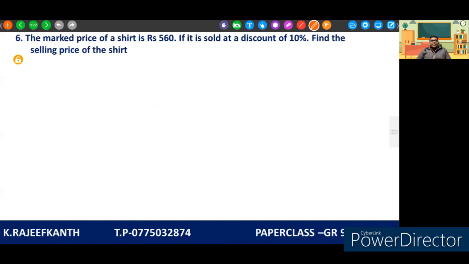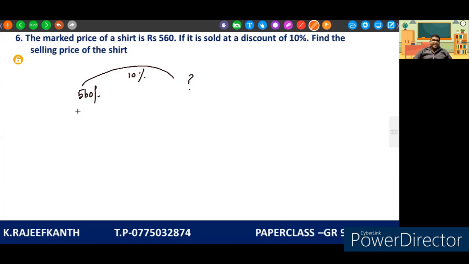The mark price of a shirt is rupees 560. If it is sold at a discount of 10%, find the selling price of that shirt. Here they have given the mark price of the shirt and also the discount of 10%. Now we have to find the selling price. Here they have given the mark price, that is 560. Discount is 10%. Now we have to find the selling price. Then how can we find it?